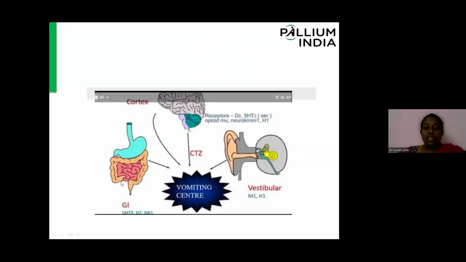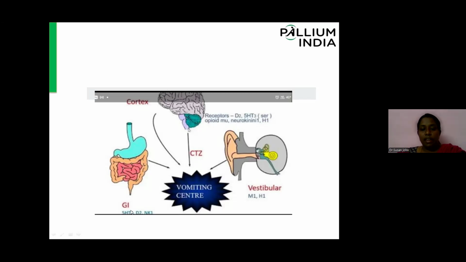There are some reflexes coming from the GIT, due to some gastric irritation or something, and that will stimulate the vomiting center, which can result in vomiting. And there is one area in the brain, the cortex, that also sends signals to the vomiting center. And also CTZ, the chemoreceptor trigger zone. There is a zone of so many receptors. In each area there are so many receptors. When these receptors are activated, they will send signals to the vomiting center, and it will stimulate the vomiting.